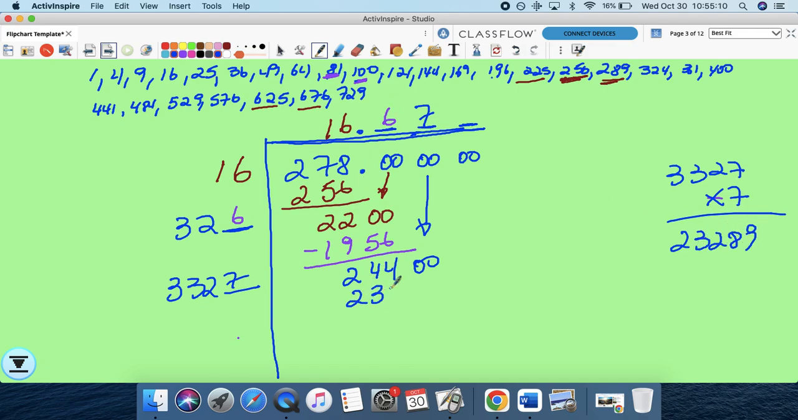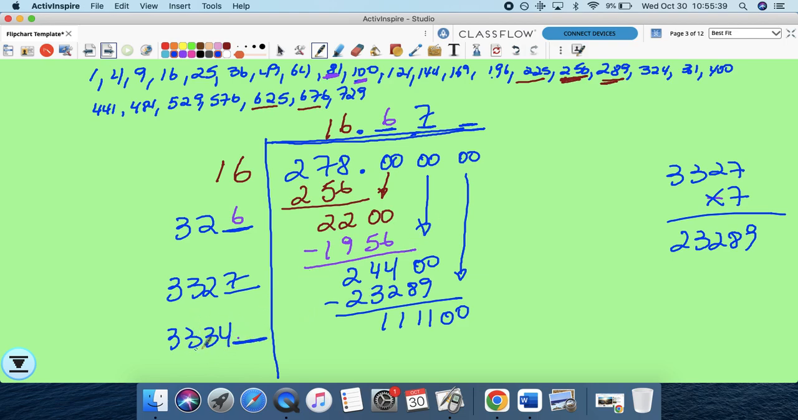So 23,289. Subtract. That's going to give me 1,111. Okay, what do we do next? We bring the next set of zeros down. And next step over here is to double the number on top. So 1,667 times 2 equals 3,334, replace value. So that is a number, 33,340-something. And this number here is 111,100. And that looks like a 3 to me, because 4 is too much.